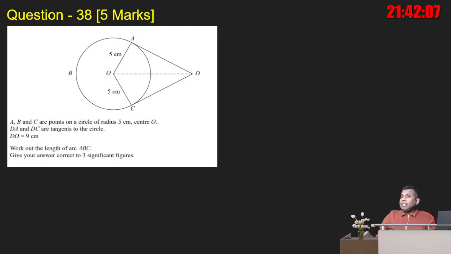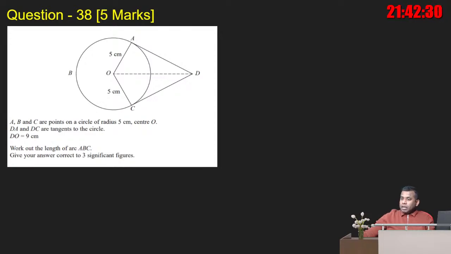Question number 38. The reason why I chose this question is that you need to make sure you identify that it is related to trigonometry. Read the question: A, B, C are points on a circle with radius 5 centimeters and center O, and DA and DC are tangents to the circle.